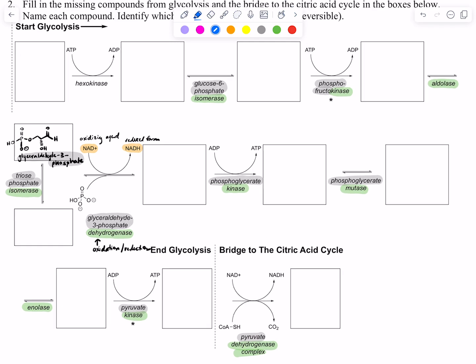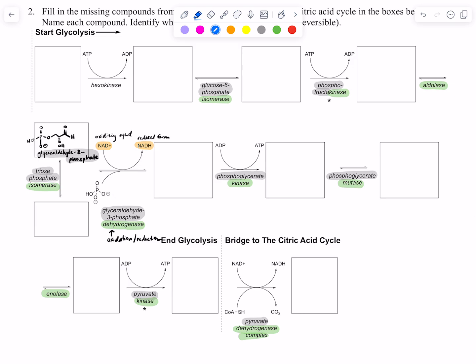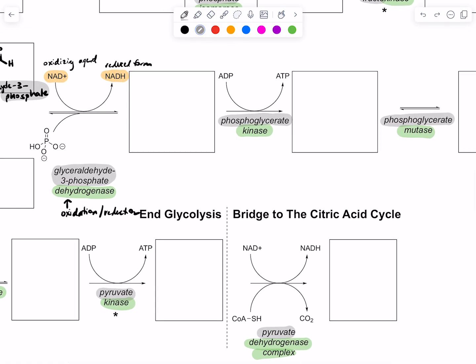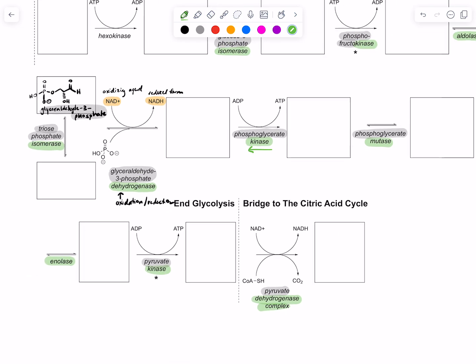Just for fun, I'm also going to give you a little hint about the enzyme names that are named for the backwards reaction. So this one, the green arrow here simply means the enzyme is named for the backwards reaction. So it's these two.